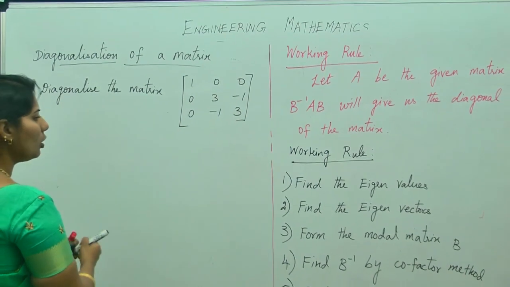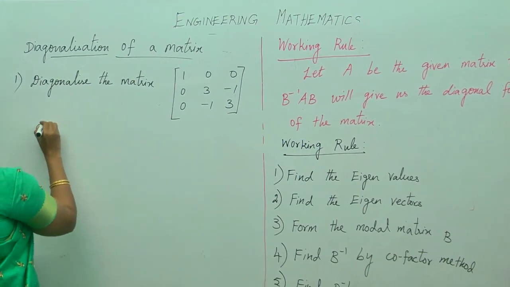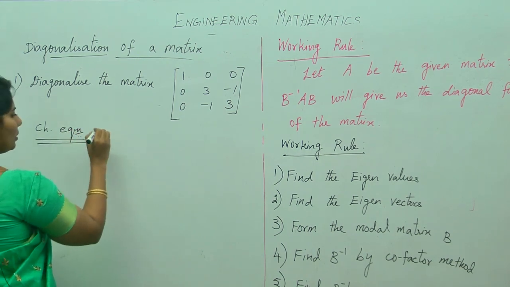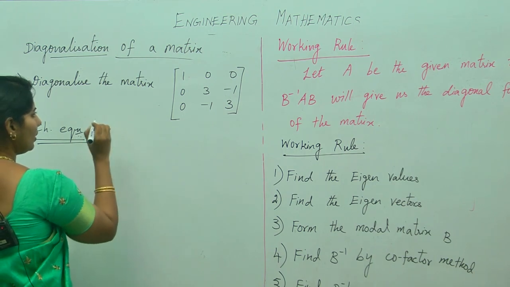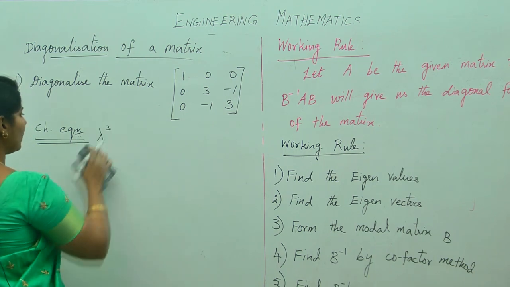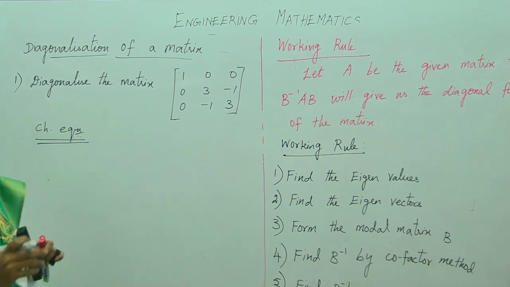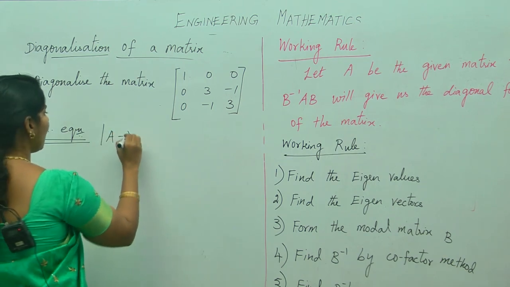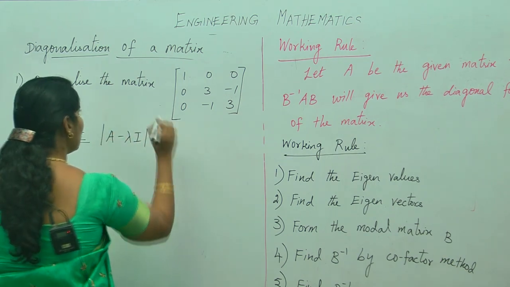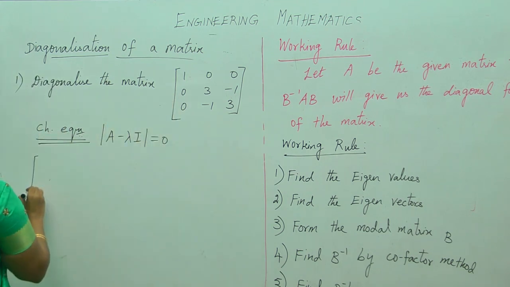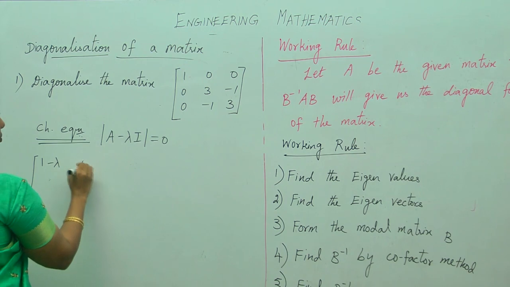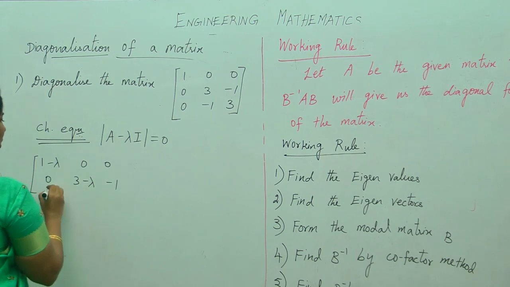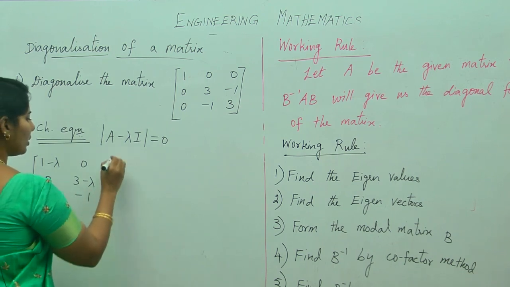Now, first thing, to find the eigenvalues, we need to find the characteristic equation. How will you find the characteristic equation? The first step, as I told you earlier, by using the formula lambda cube minus S1 lambda square plus S2 lambda minus S3 equal to 0, or by determinant of A minus lambda I equal to 0. Now, this is the given matrix. So, 1 minus lambda 0 0, 0 3 minus lambda minus 1, 0 minus 1 3 minus lambda.